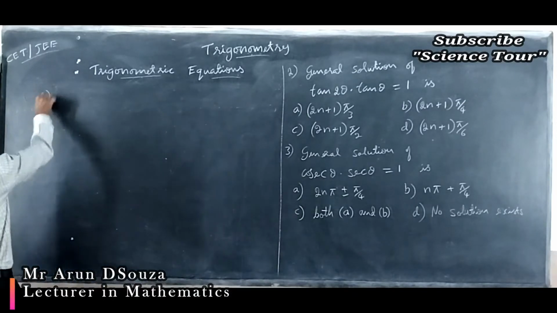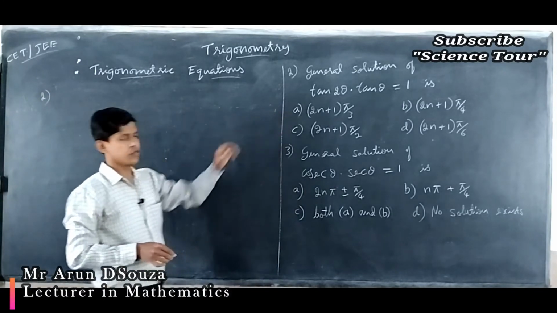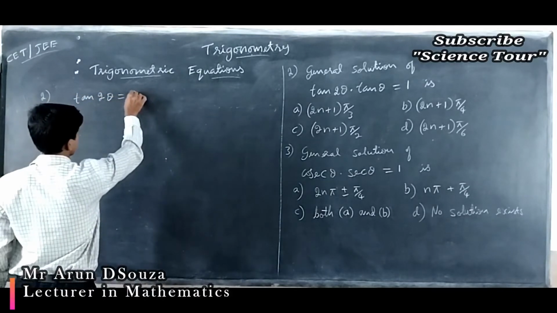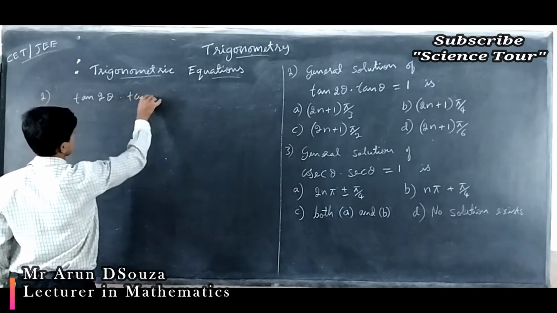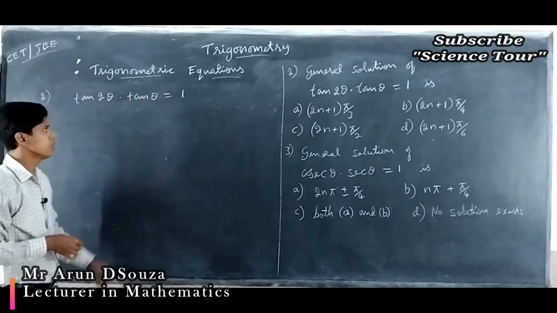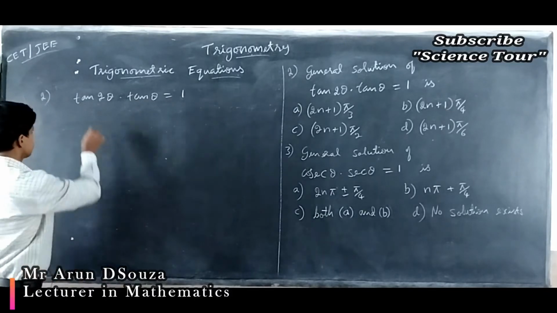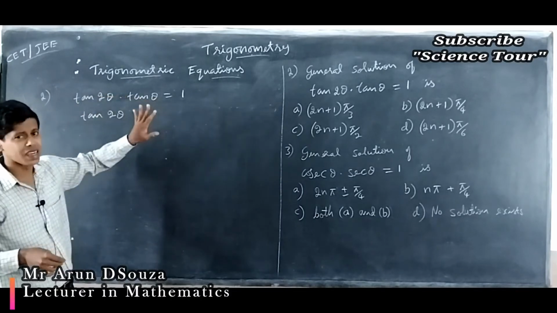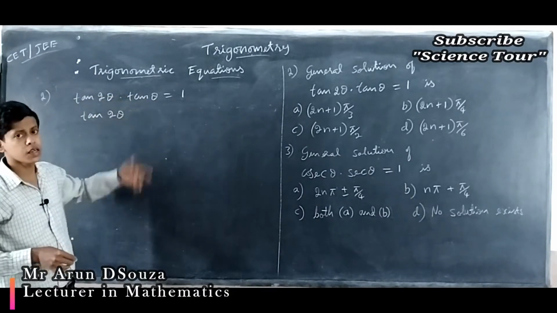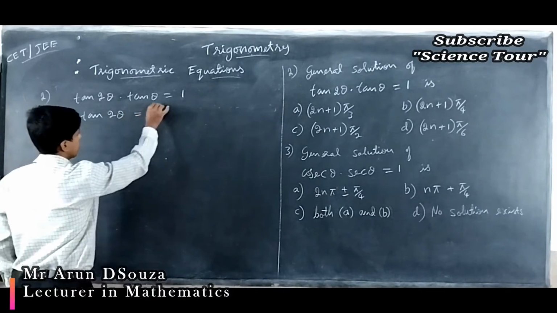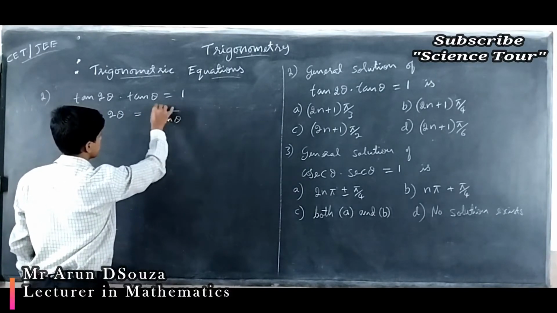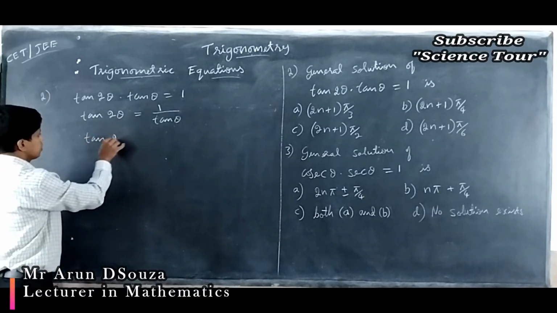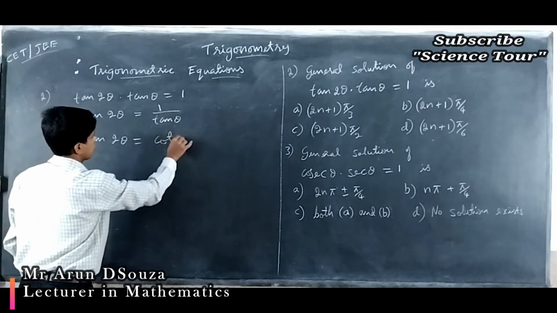So the second example, you have to find the general solution of tan 2 theta into tan theta equal to 1. Now what I'll do is I'll just bring this tan theta to the other side. I don't have a formula for tan x into tan y, correct? If I had sin x into sin y, I could use the formula. Now I am not able to do that. So this is 1 by tan theta, which is cot. So this is tan 2 theta equal to cot theta.